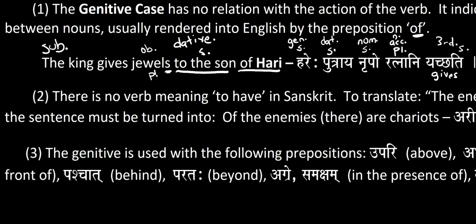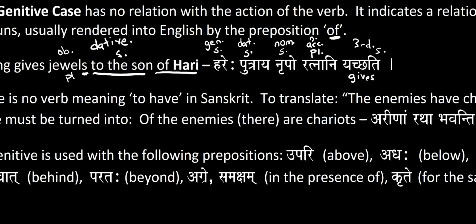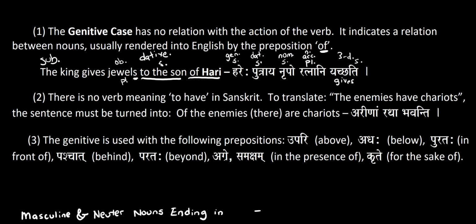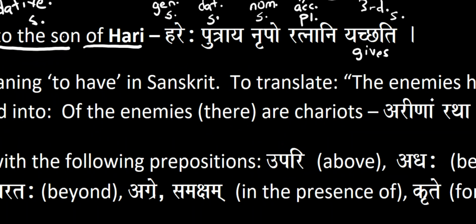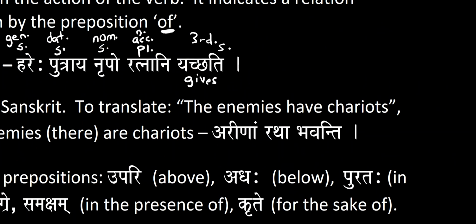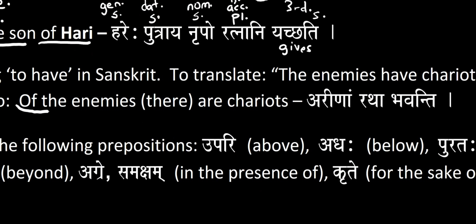There is no verb meaning to have in Sanskrit, so that's why we'll use the genitive case. Our example sentence is to translate the enemies have chariots. The sentence must be turned into of the enemies there are chariots. So there is inserted just so it could make grammatical sense in English. Now let's take care of the enemies, the star of the lesson, because that is going to be put in the genitive case. Take notice of the preposition of the enemies.